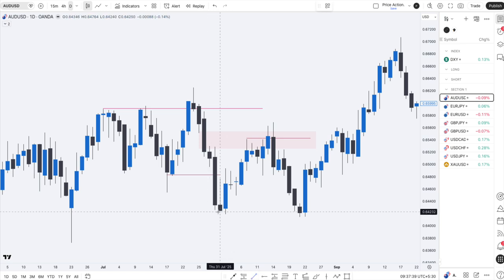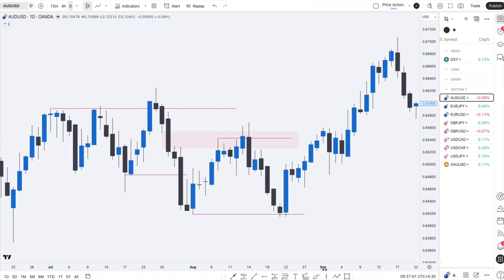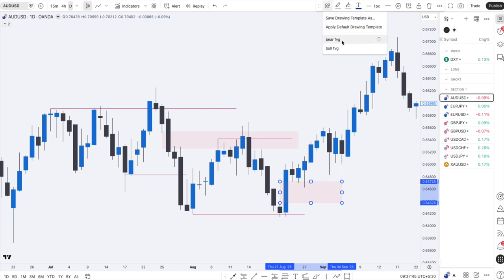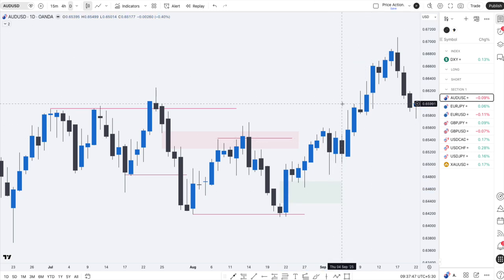Or this is a good example. This is a swing point. We get an FPG here, a bullish FPG, and then we buy here.